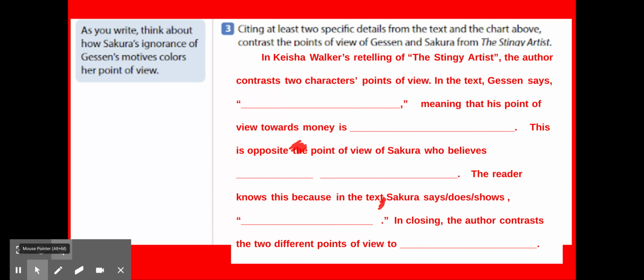Okay. So in closing, the author contrasts the two different points of view to blank. Well, there's that last thing we were talking about. Why is the author even giving us the contrasting point of view for these two characters in this story? And that's how you can wrap it up.